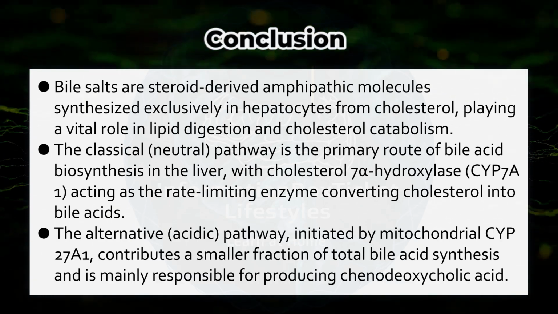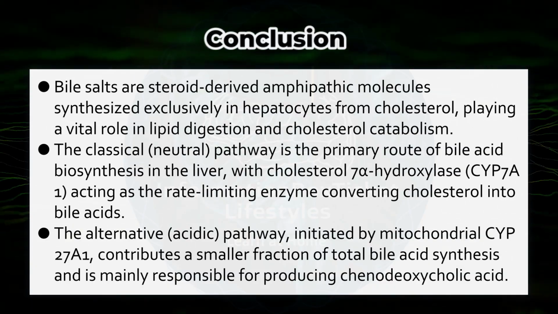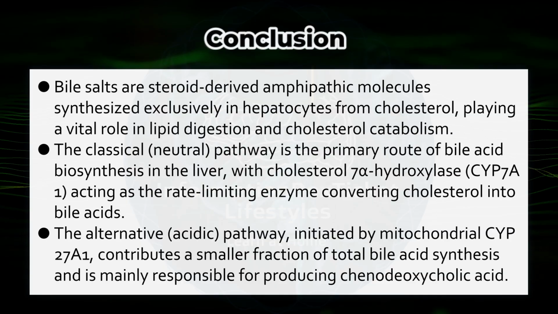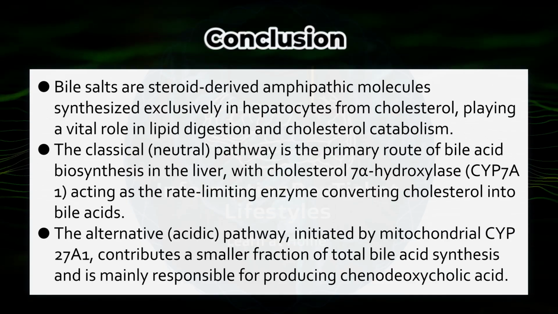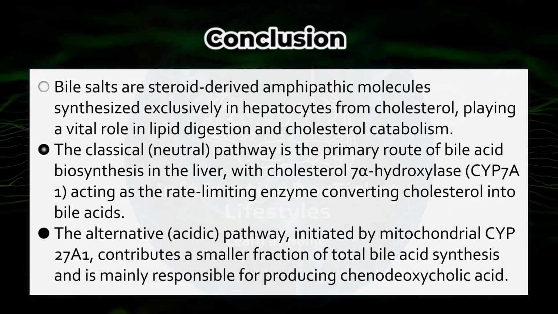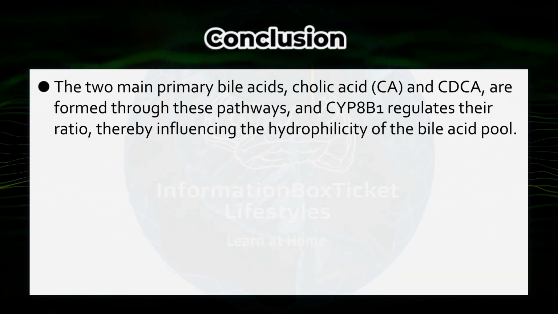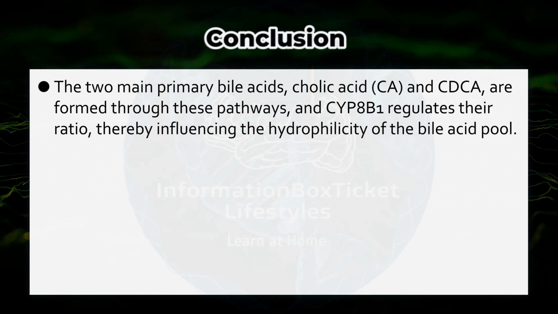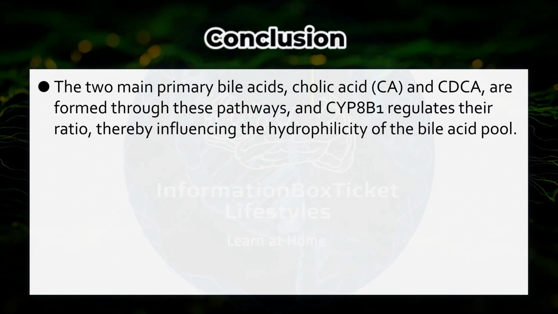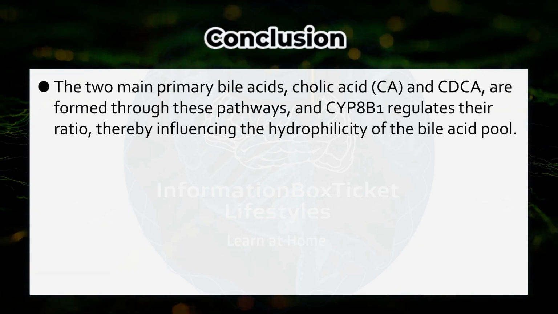The alternative, acidic pathway, initiated by mitochondrial CYP27A1, contributes a smaller fraction of total bile acid synthesis and is mainly responsible for producing chenodeoxycholic acid, CDCA. The two main primary bile acids, cholic acid, CA, and CDCA, are formed through these pathways, and CYP8B1 regulates their ratio, thereby influencing the hydrophilicity of the bile acid pool.